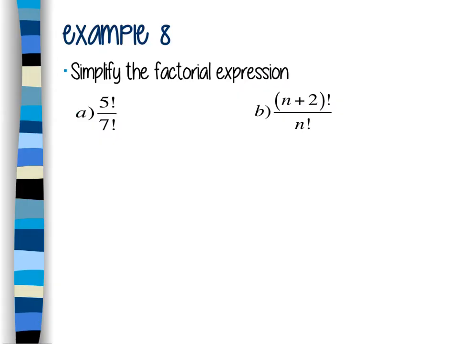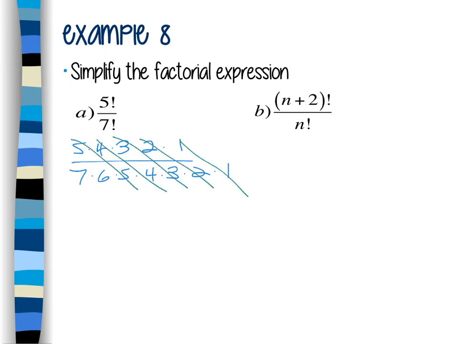Super easy, right? So factorial. 5 factorial over 7 factorial. So I'm going to show you a trick here. Instead of writing this out as 5 times 4 times 3 times 2 times 1 over 7 times 6 times 5 times 4 times 3 times 2 times 1, because what's going to happen? I can cancel out the 1s, the 2s, the 3s, the 4s, the 5s, right?